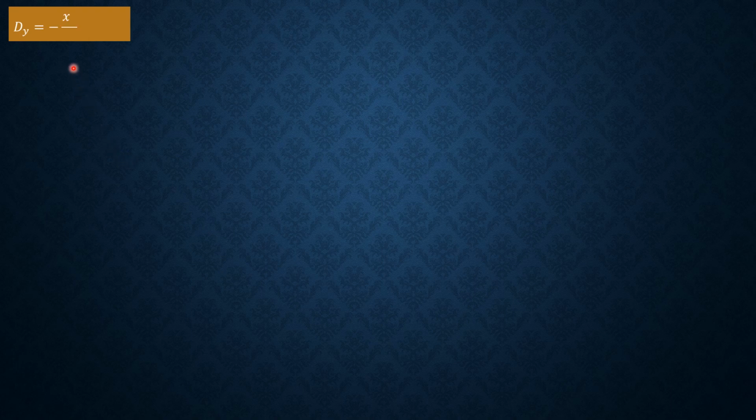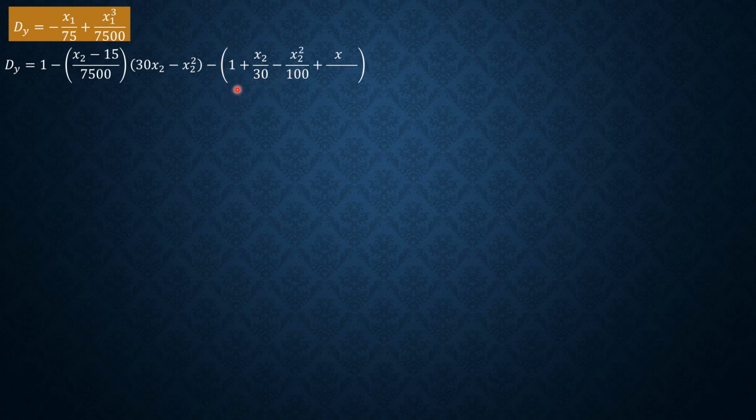So dy is negative x sub 1 over 75 plus x1 cube over 7,500 after simplifying the expression in the preceding slide. Then for second position, dy equals 1 minus ay, which is in terms of x2, minus 15 over 7,500 quantity 30 x2 minus x2 square, minus by, which is in terms of x2, quantity 1 plus x2 over 30 minus x2 square over 100 plus x2 cube over 45.